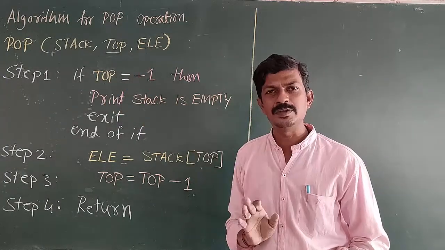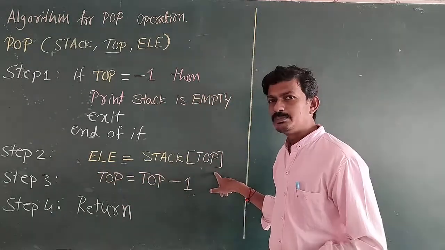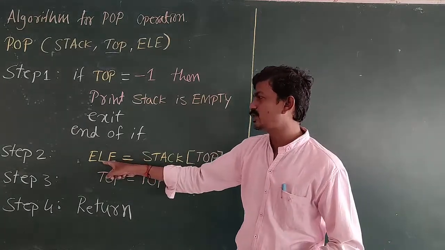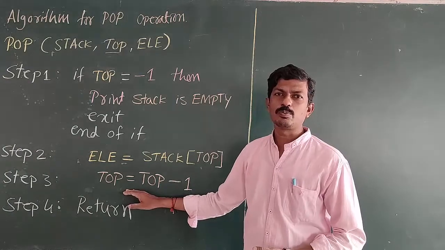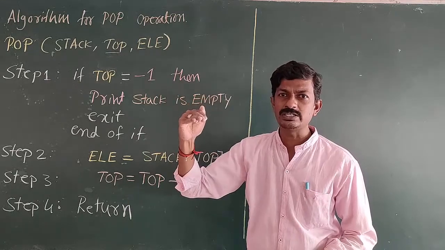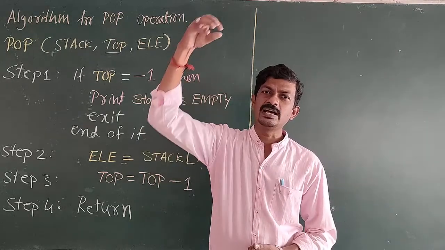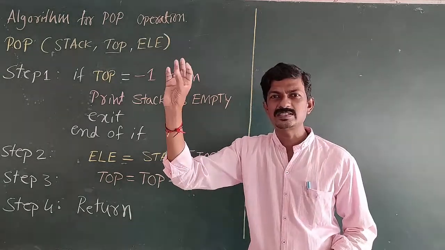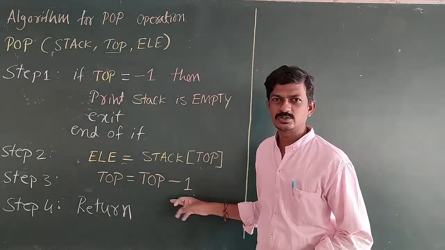If the stack contains some elements, say 10 elements, it goes to the second step. Element equal to stack of top means whatever element the top pointer is pointing to is assigned to ELE, which removes the element from the stack, and then we decrease the top pointer. Once we delete an element from the stack, we have to decrement the top pointer. In the push operation, to insert an element we increase the top pointer and insert the element at that position. In pop, after deleting an element, we just decrease the top pointer: top equal to top -1.